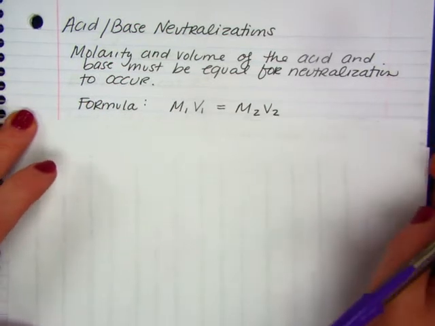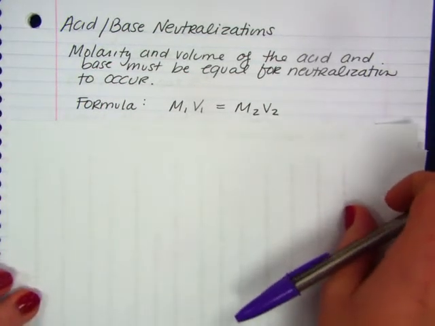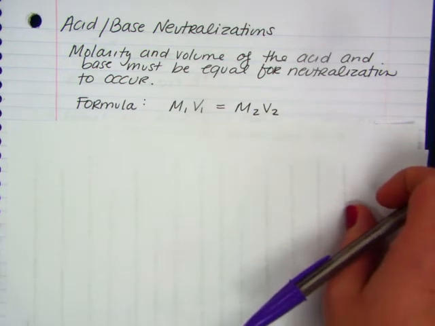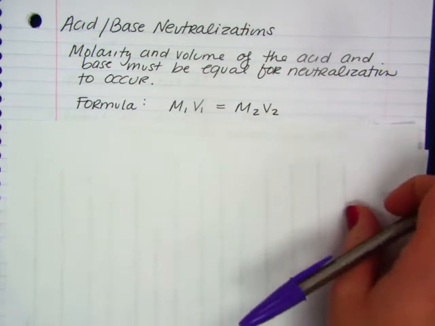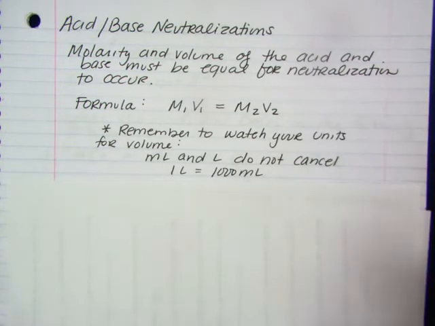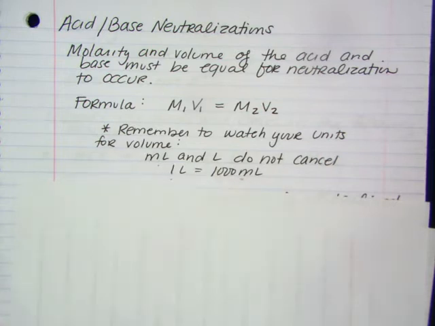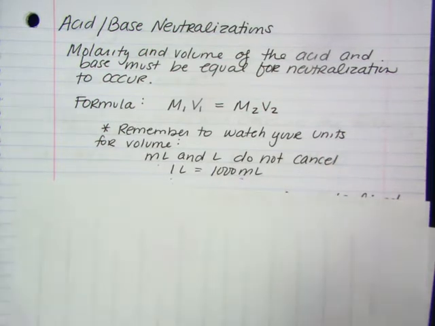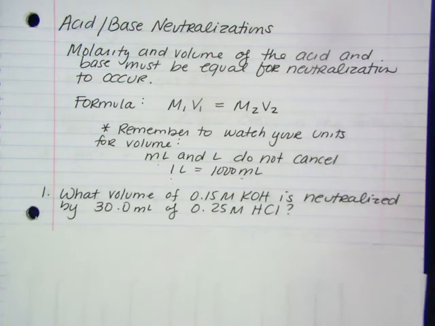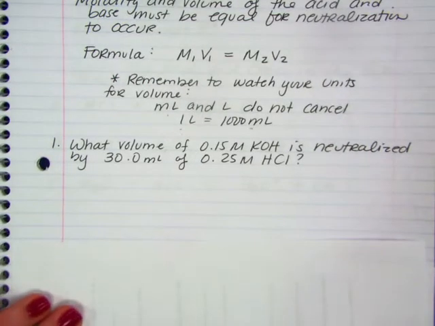And the formula for those neutralizations, excuse me, is the same formula we saw with dilution: M1V1 equals M2V2. And again, just like we did with dilutions, you watch your units for volume. Milliliters and liters do not cancel, and you have to convert if you're given one and the other as your volume. So you have to make sure that they're consistent. So we're just going to run through two of these. They are very simple. If you understood dilutions, neutralizations is a piece of cake.